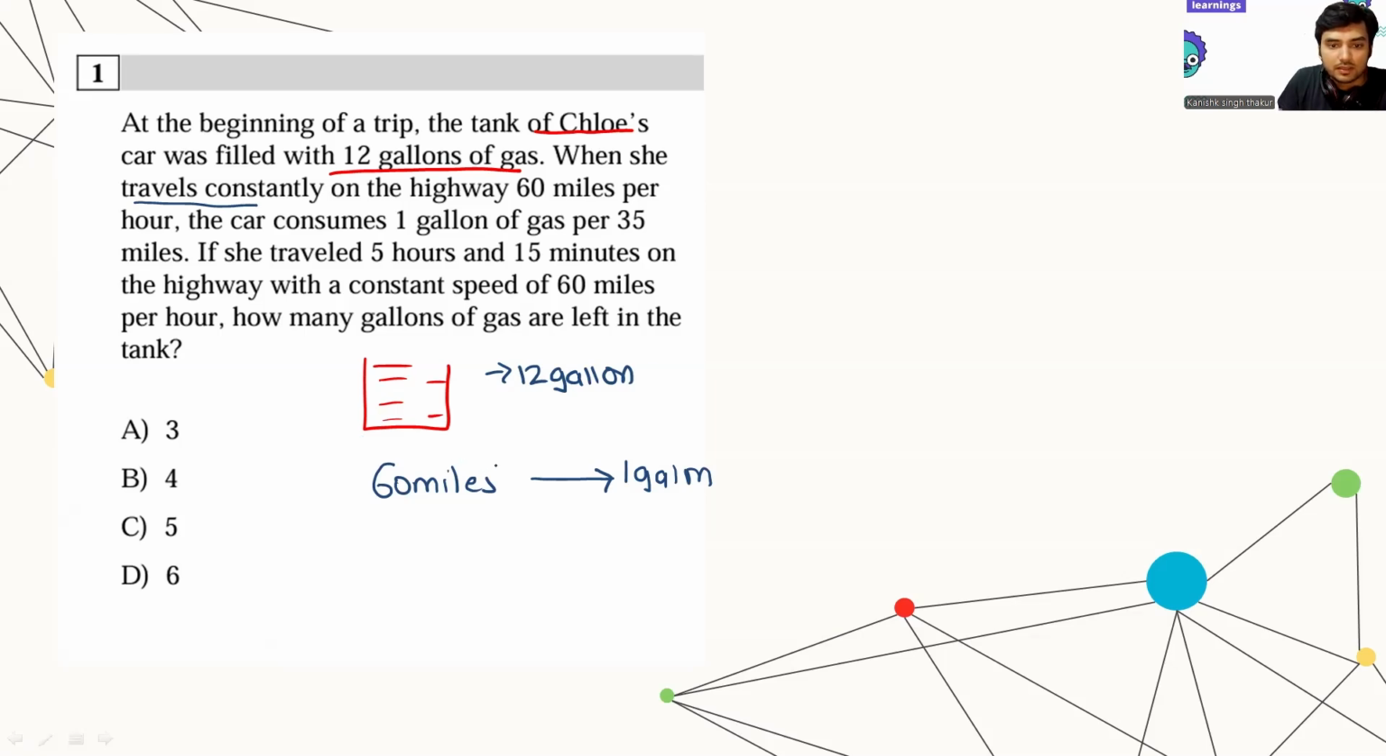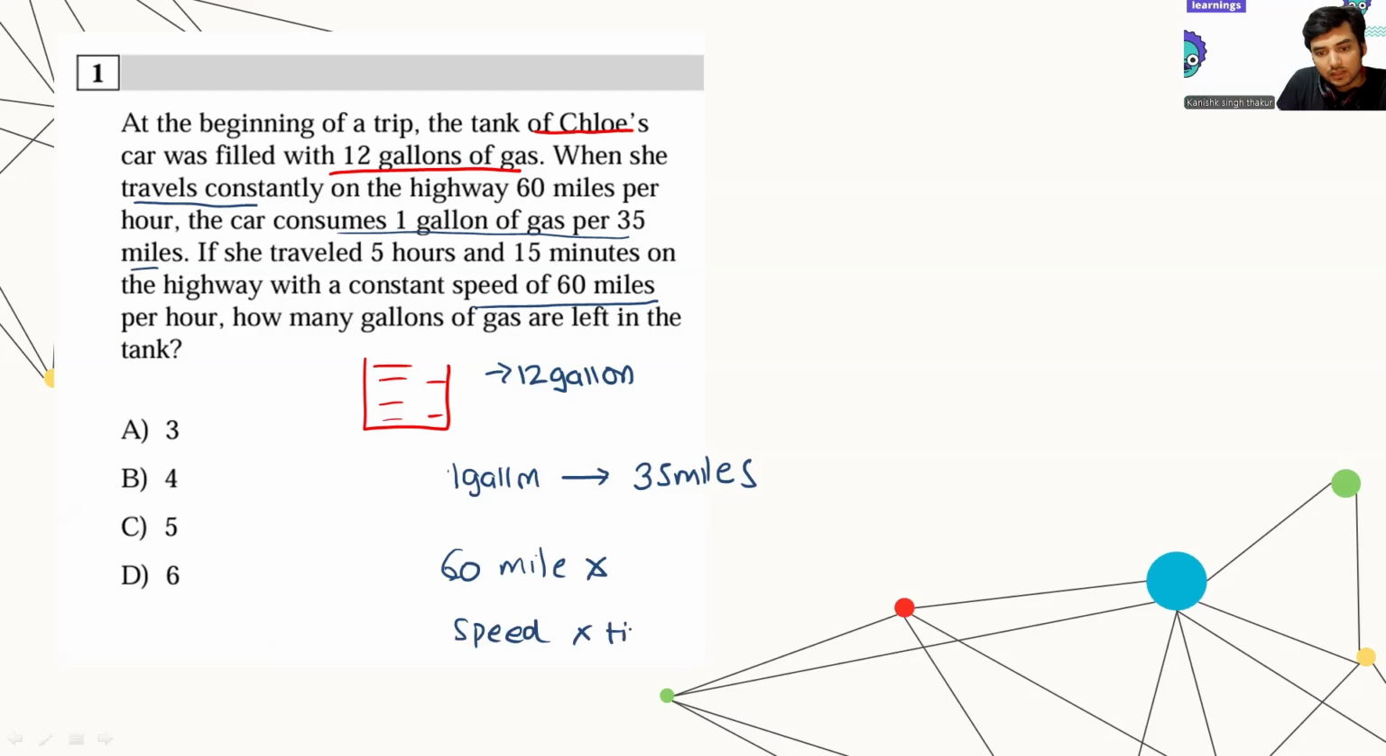Okay, not for 60 miles. See, what is written is that for 1 gallon it consumes 30 miles, right? So for 1 gallon of gas, it goes 35 miles, isn't it? If she travels for 5 hours and 15 minutes on the highway with a constant speed of 60 miles per hour, how much time is traveled? So speed into time gives you distance, right? I'll find for this much distance how much fuel is consumed.